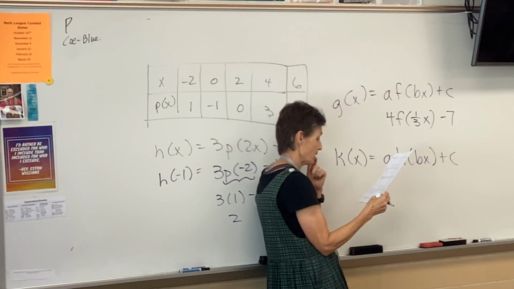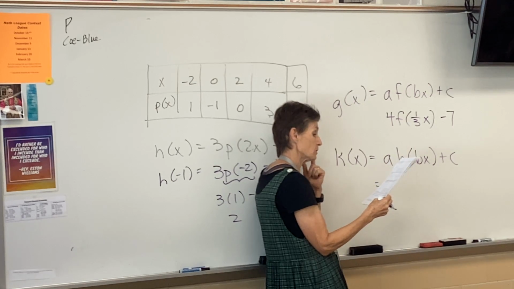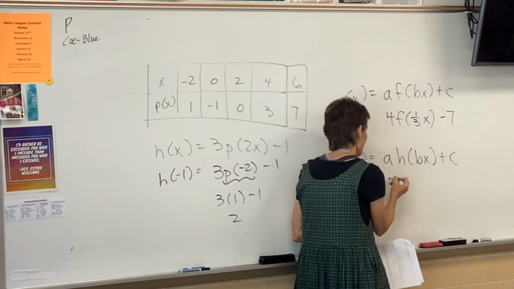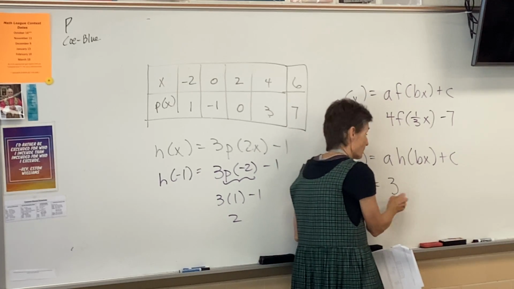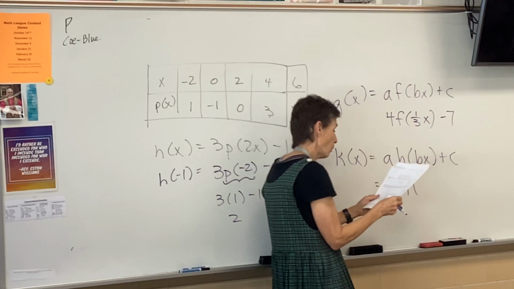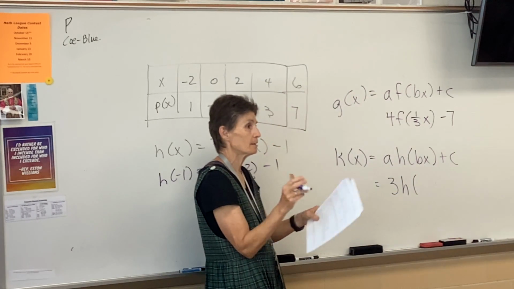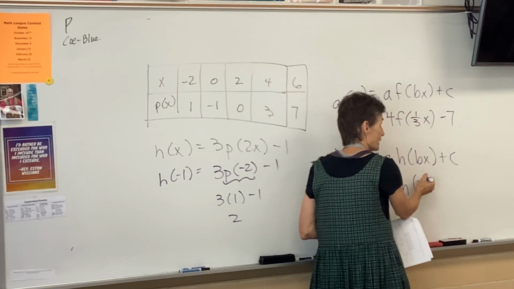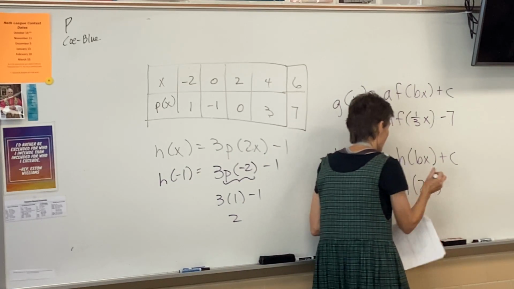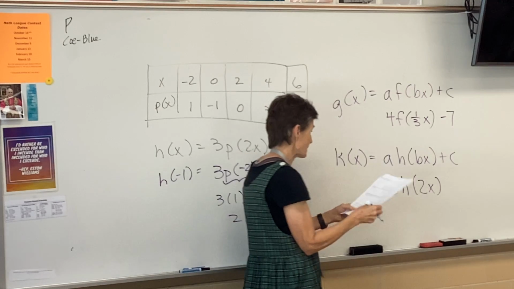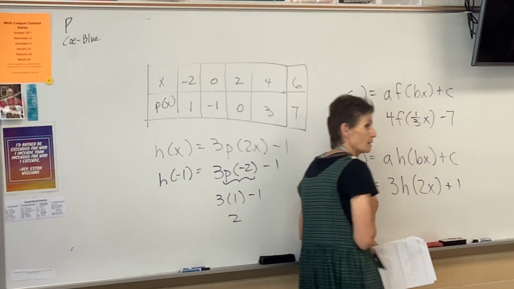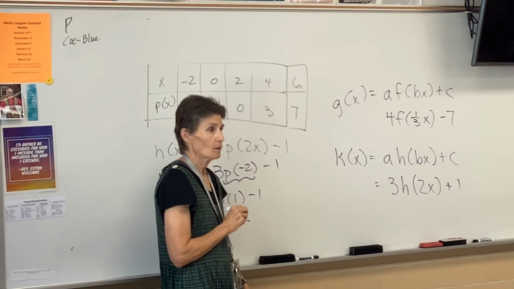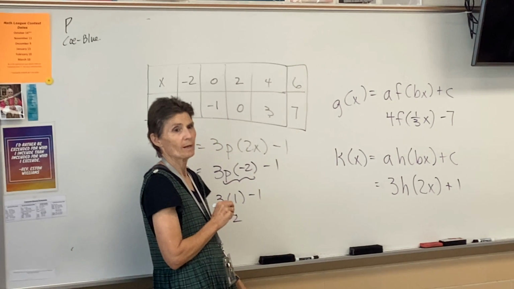Example 8. We have a vertical dilation of 3. Oh, my bad. Sorry, I didn't see that. Okay. So we have 3 here. And then we have a horizontal dilation by a factor of 1/2. So this will be 2. And then we have a vertical translation of 1. Does that look okay?